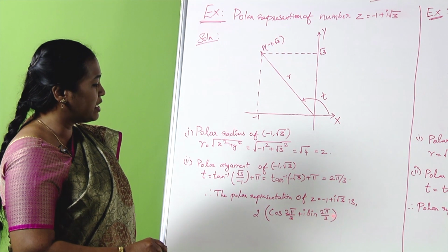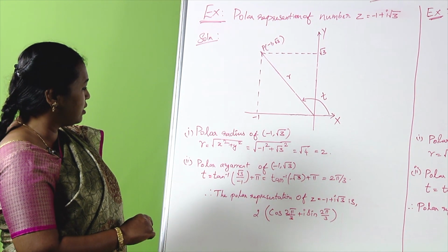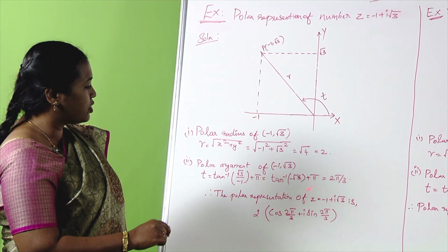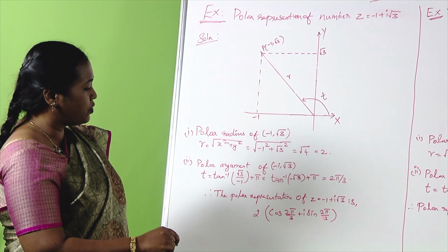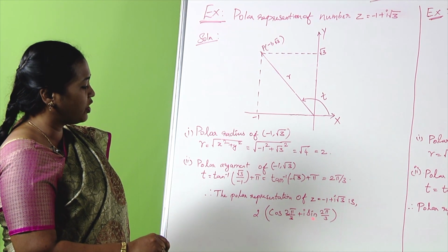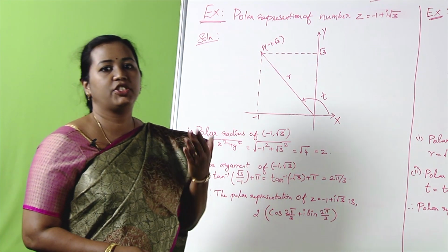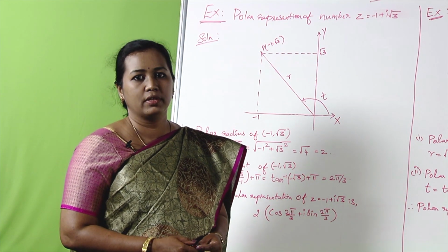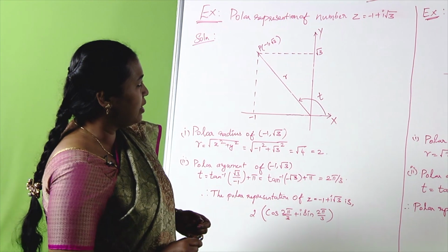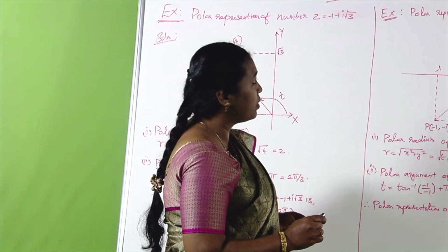So, here cos t plus i sin t, if you are using the term t here. So, cos t is 2 pi by 3 and i sin t is 2 pi by 3. So, 2 cos 2 pi by 3 plus i sin 2 pi by 3. This is the polar representation of a complex number. Now, let us see another example, polar representation of one more number.